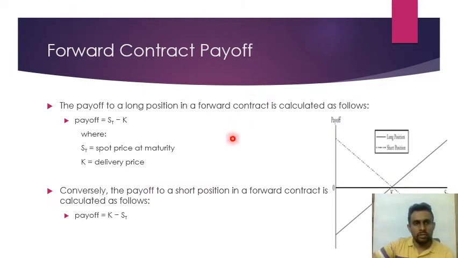Forward contract payoff is simply denoted by ST minus K, where K is the delivery price and ST is the spot price at maturity. This is for a normal long position. For a short position, it is K minus ST. If you see the graph, it is not visible here, but for the long position, it will keep on increasing as the stock price increases, and for the short position, it will be decreasing.